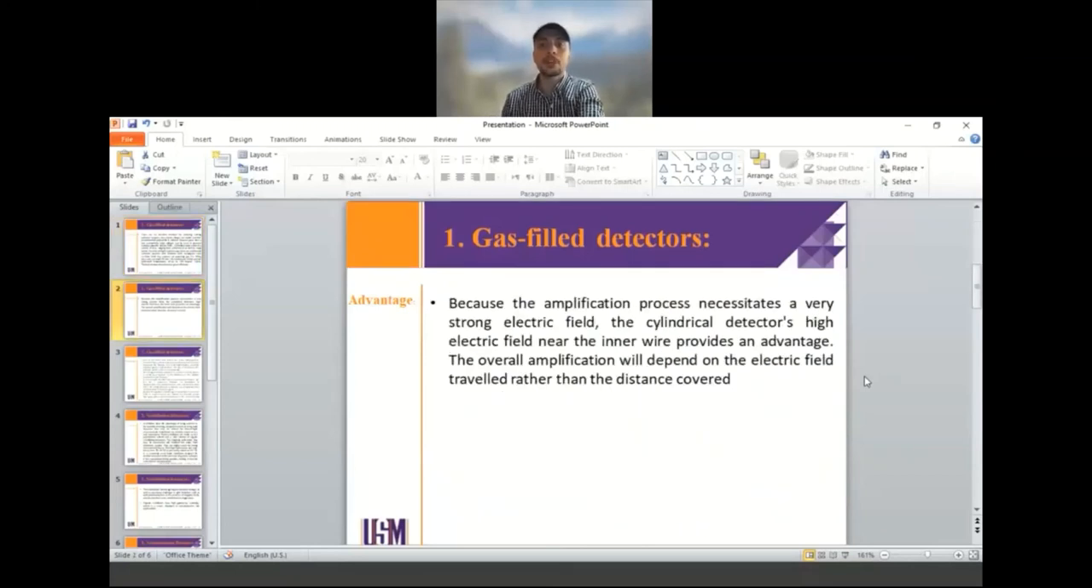Because the amplification process necessitates a very strong electric field, the cylindrical detector's high electric field near the inner wire provides an advantage. The overall amplification will depend on the electric field traveled rather than the distance covered.